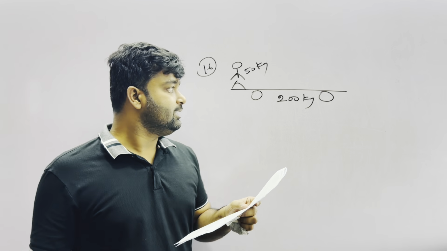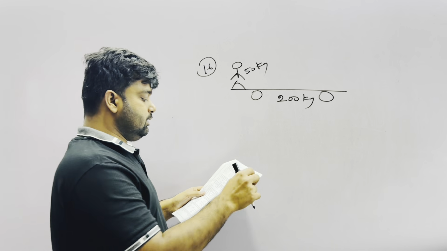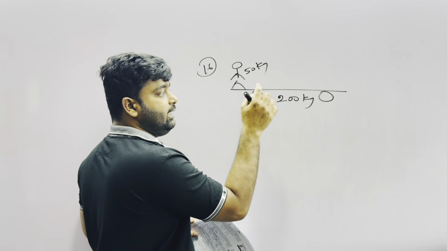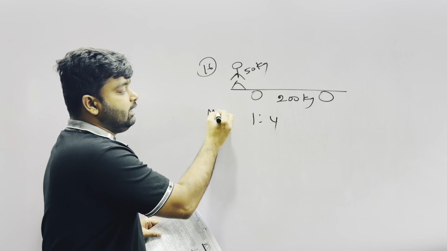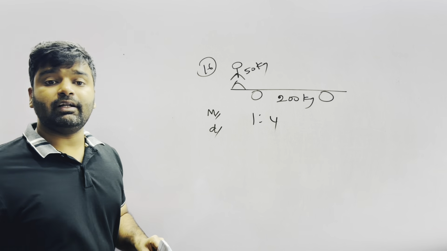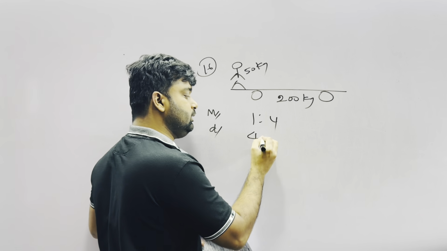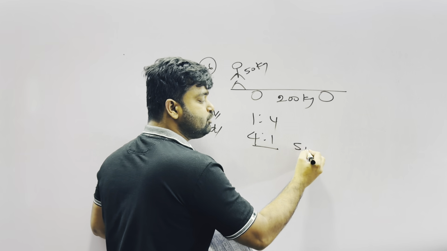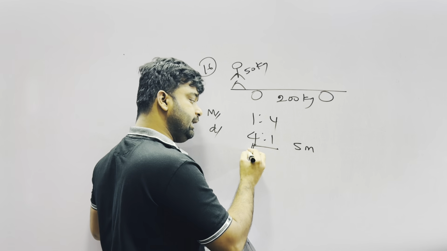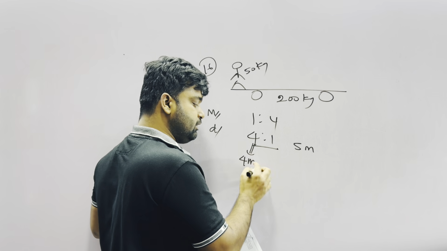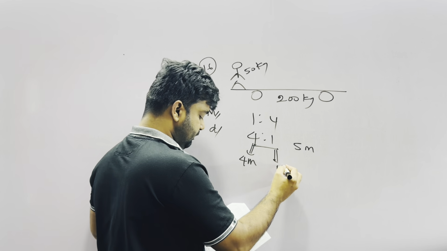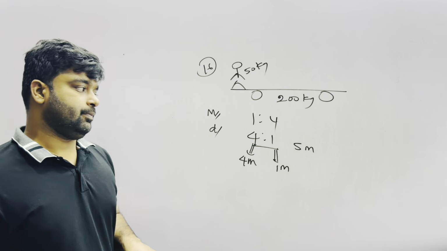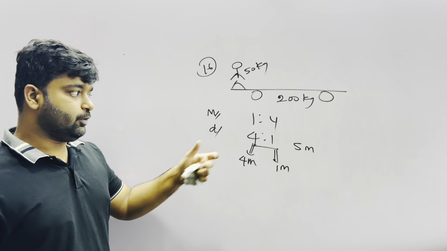Question number 16. The mass ratio of the man and the vehicle is 1:4. Therefore, the distance traveled will be in the ratio of 4:1, and the total distance is 5 meter. Therefore, we can get the distance traveled by the man is 4 meter and the distance traveled by the vehicle is 1 meter. Otherwise, you can directly put this.